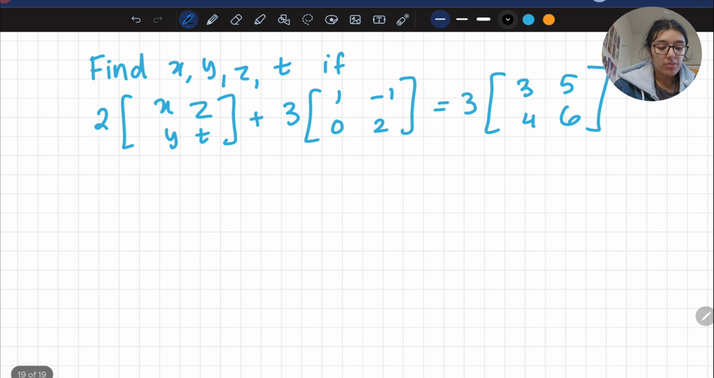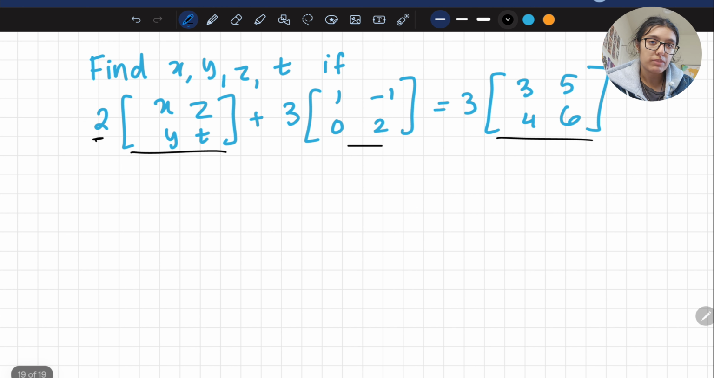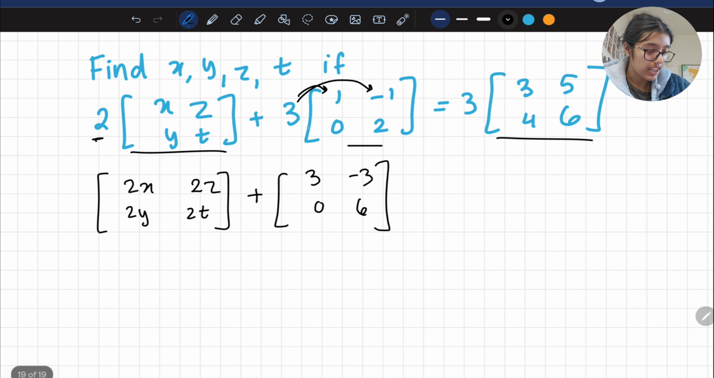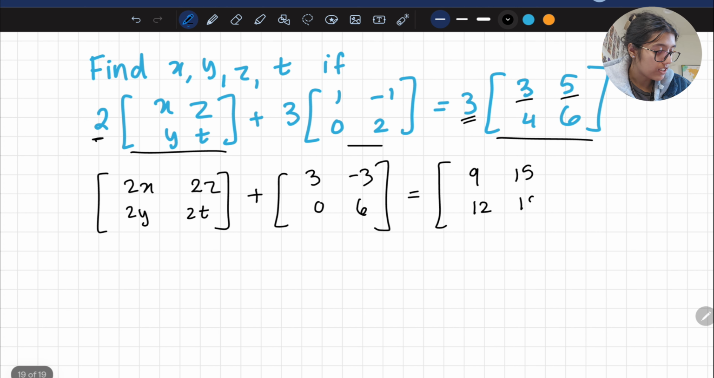So this is going to be our last problem. We have find x, y, z, and t if 2 times this matrix plus 3 times this matrix is equal to 3 times this matrix. In this case, I think it's best to actually expand everything. Let's try expanding everything. 2x, 2z, 2y, 2t. And that's because I just expanded 2 to each one of those elements, hence multiplying by a scalar. Plus 3, negative 3, 0, 6. Same thing, 3 times that, same thing for the 2 elements at the bottom, is equal to 3 times 3, which is 9, 3 times 5, 15, 12, and 18.